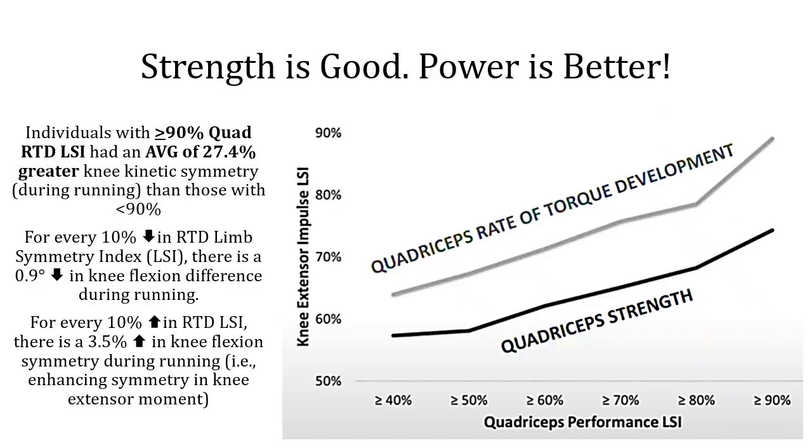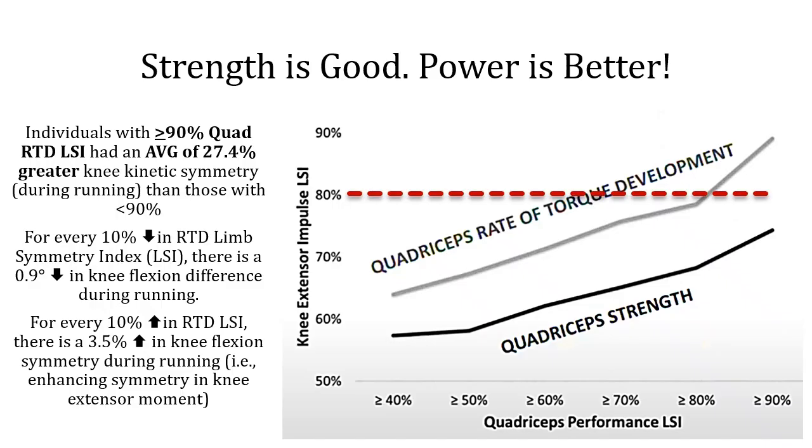For every 10% decrease in rate of torque development LSI, there is a 0.9 degree decrease in the knee flexion difference during running. And for every 10% increase in the rate of torque development limb symmetry index, there is a 3.5% increase in knee flexion symmetry during running, i.e. this is an enhancement in the symmetry in the knee extensor moment.